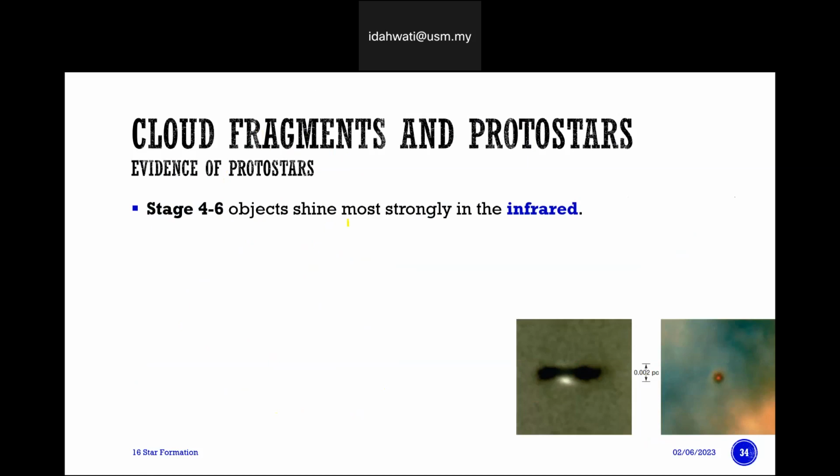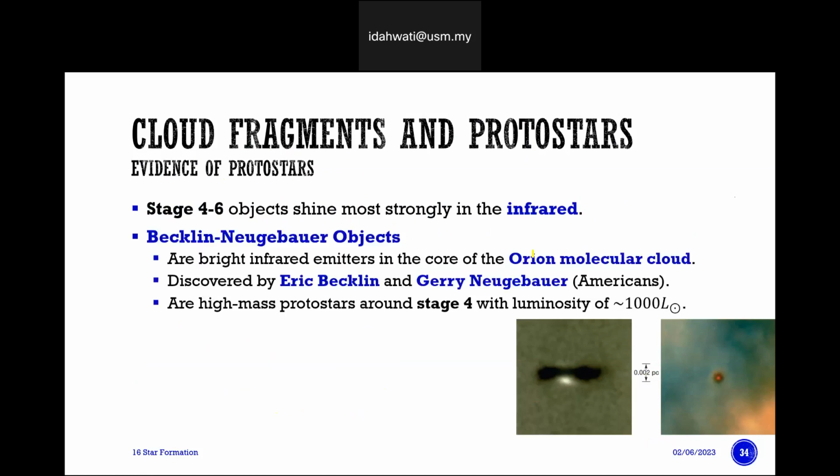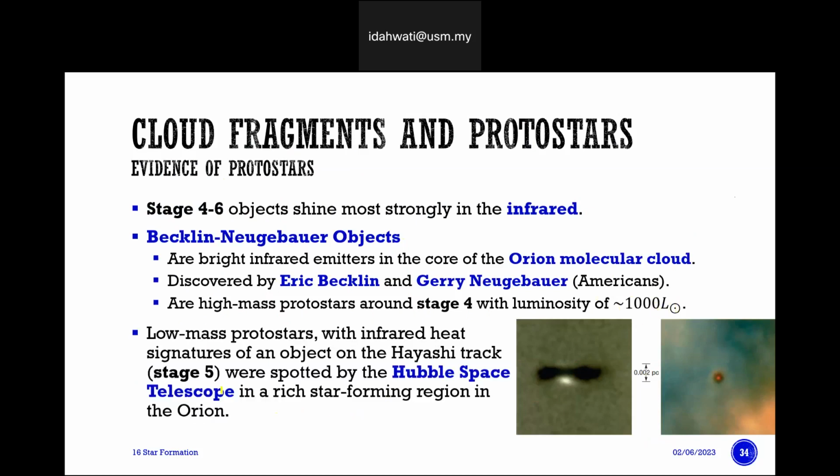Okay, continue. For stages 4 to 6, objects shine more strongly in the infrared. Now we have this Becklin-Neugebauer object, BN, a bright infrared emitter in the core of the Orion molecular cloud. It has a high mass protostar around stage 4 with the luminosity shown here.